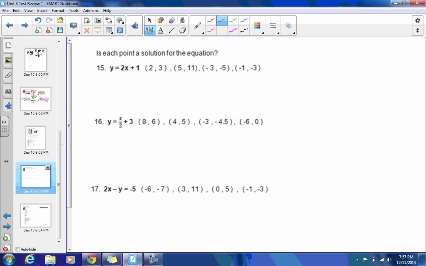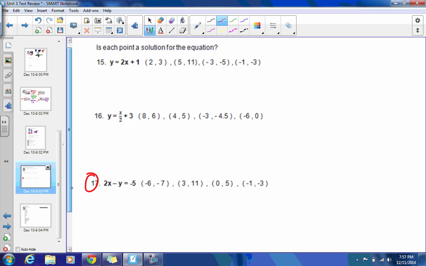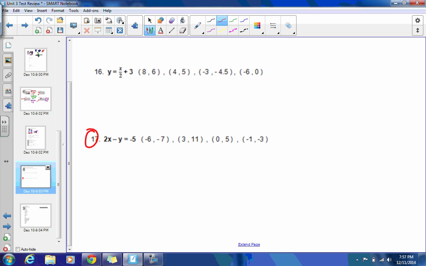The solution set: you're given numbers and you need to plug them in. So we'll do number 17. You have an equation, you have ordered pairs. You want to see which ordered pairs make the equation true. So this is our x, this is our y for the first one. Let's plug it in. 2 times -6 minus -7 equals -5.